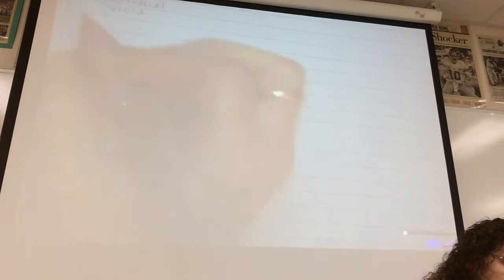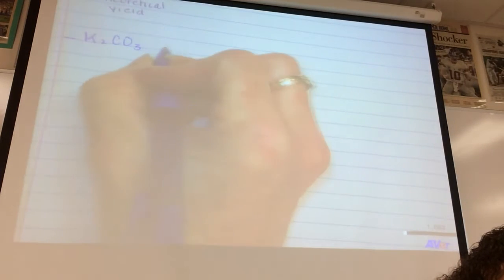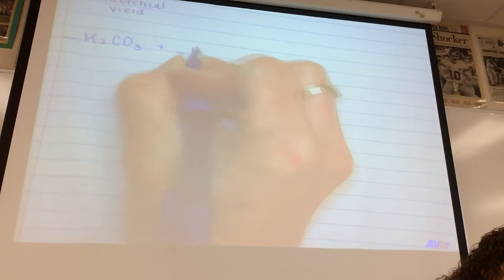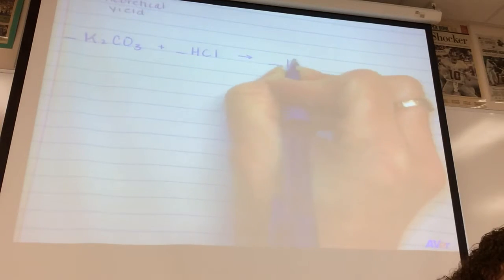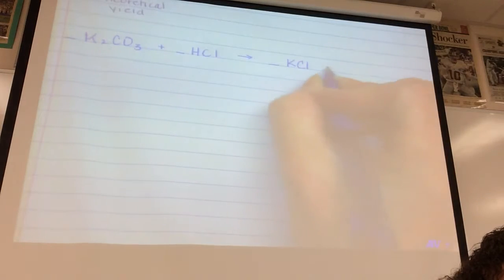What we have here, we've got potassium carbonate. In the lab, you're using sodium bicarbonate, reacting with hydrochloric acid. We're going to generate potassium chloride, which is a salt, water, and carbon dioxide gas.